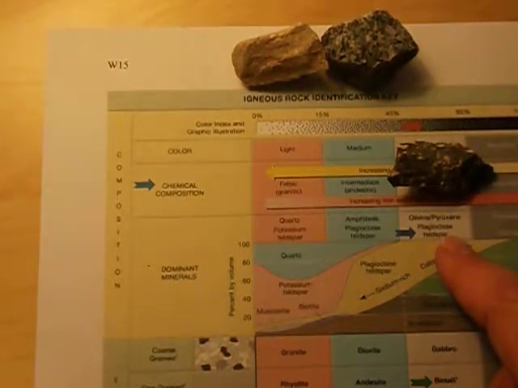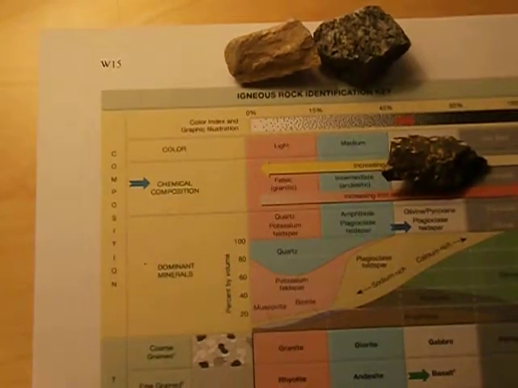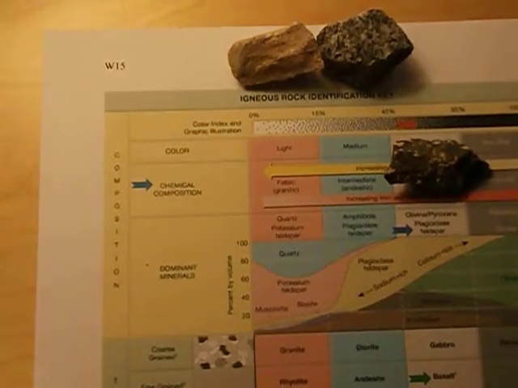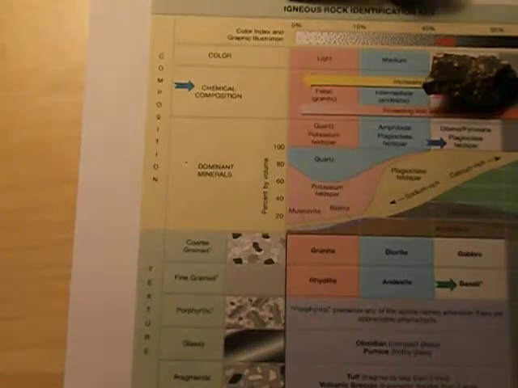So if you've identified color and dominant minerals, you're done with characteristics of composition. Now, let me move us down a little bit. We are going to look at texture for the igneous rock, the second half of the table.